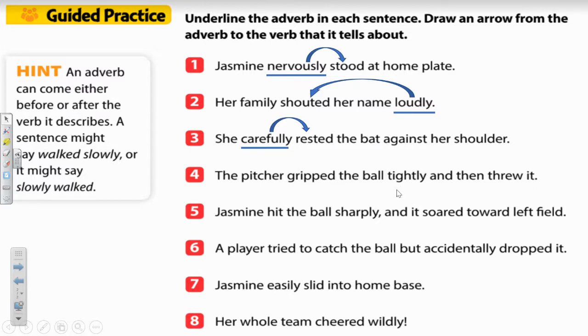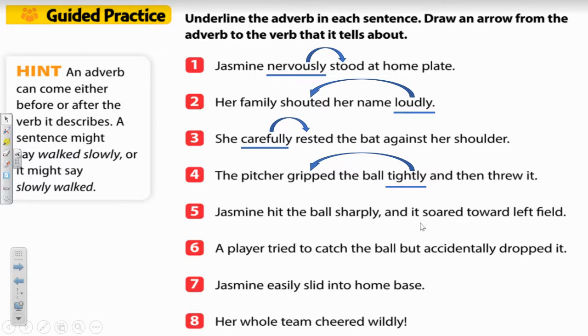Number 4, the pitcher gripped the ball tightly and then threw it. What are we underlining? We should be getting so much better at this. Tightly is our adverb here. And what was done tightly? What's the verb or the action? Right, gripped.